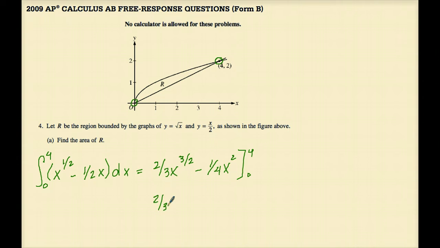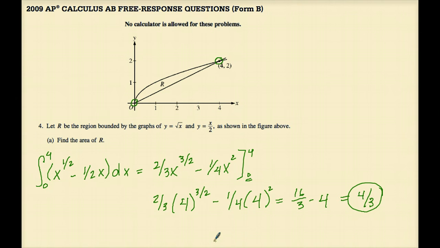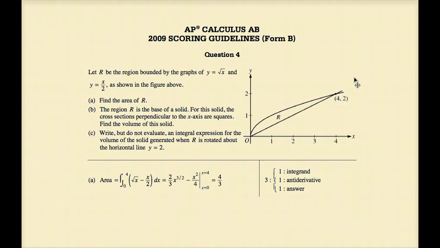2/3 times 4 to the 3/2 minus 1/4 times 4 squared, and plugging the lower endpoint of integration in gives us a 0 value. So this is going to be 16/3 minus 4, which is 4/3. Therefore, the area between those two curves is 4/3. Here are the scoring guidelines for that question. We did letter A, and here are the points assigned for that part of the question. 1 point for the integrand, another for the antiderivative, and a third for the correct answer.